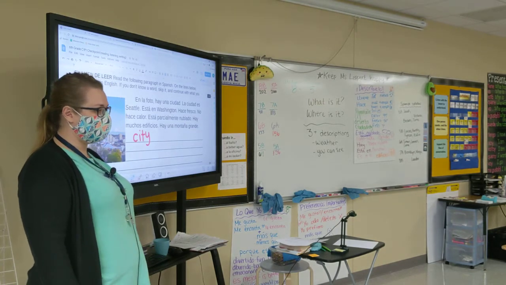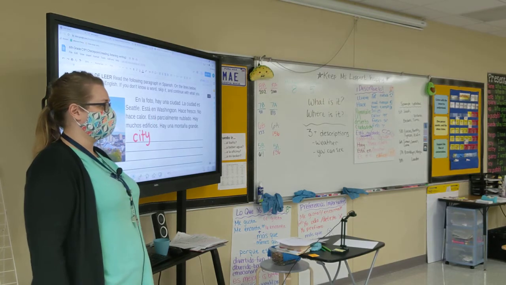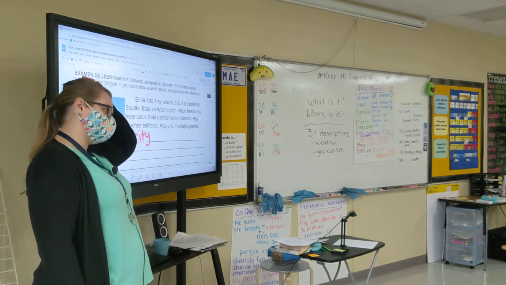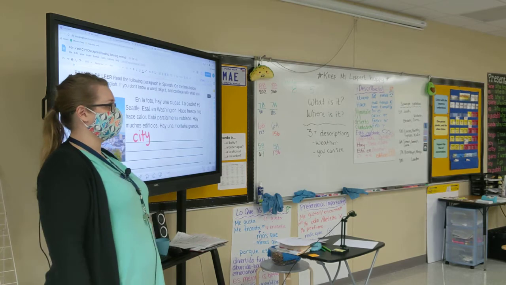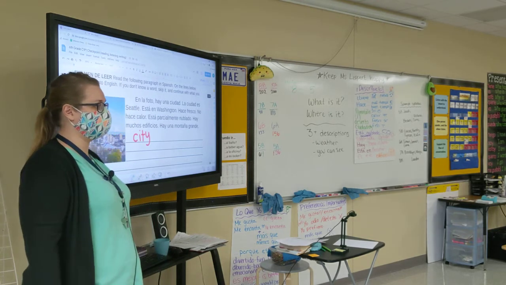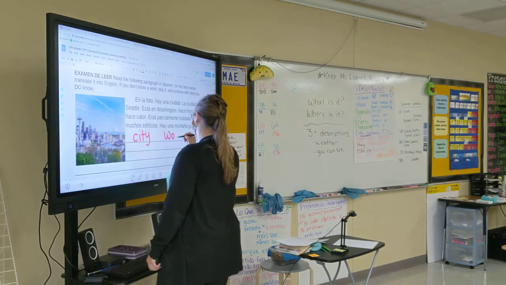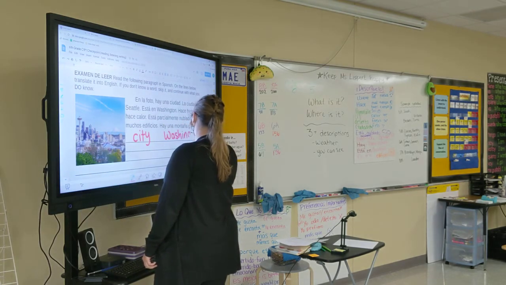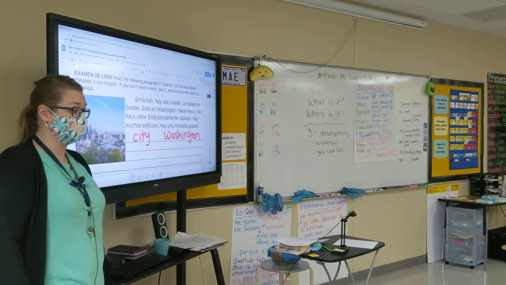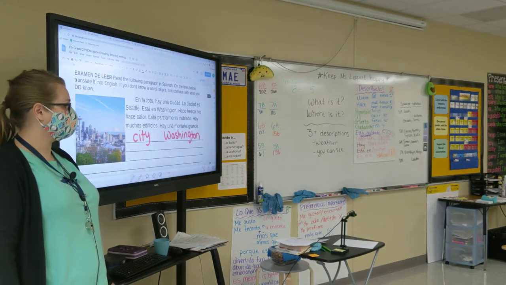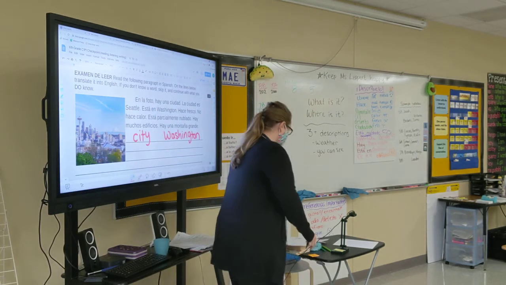Okay, now we need to say, where is it? Liam? Where is that city located? It's in Washington. So if you have Washington, that is the second thing that you need to highlight or circle in the first part. Question, Andy? Okay.